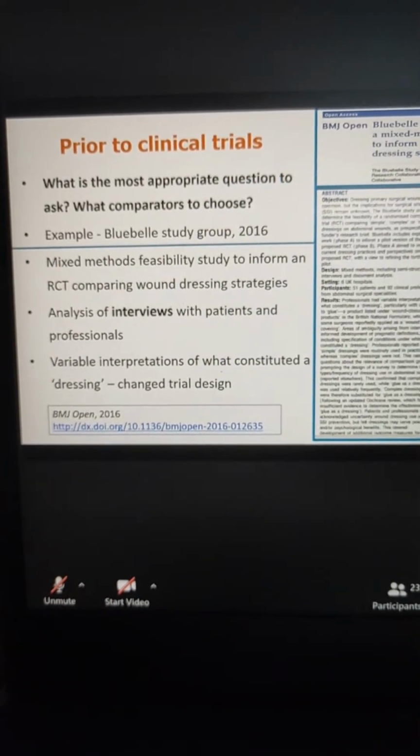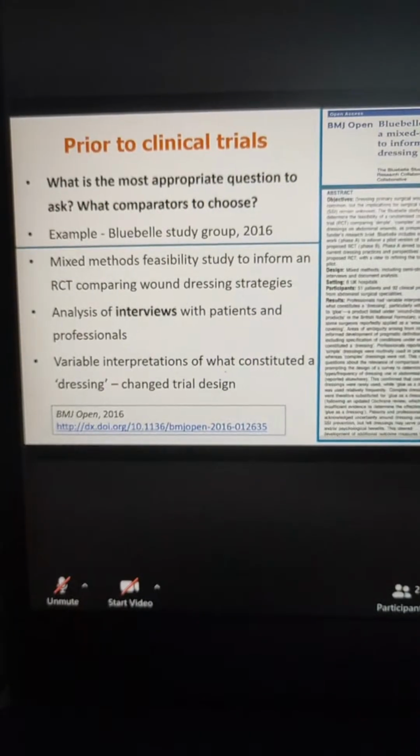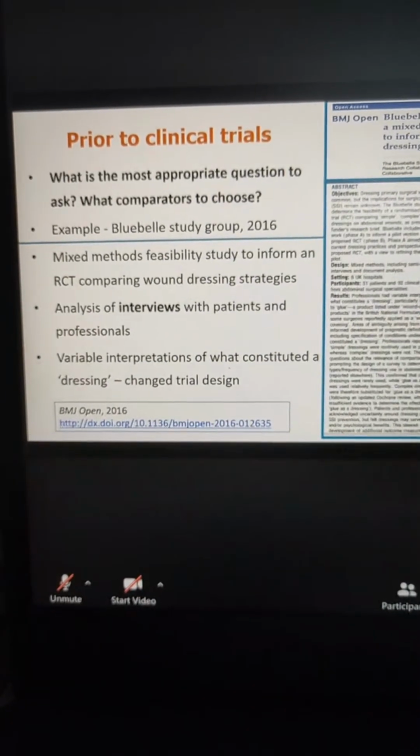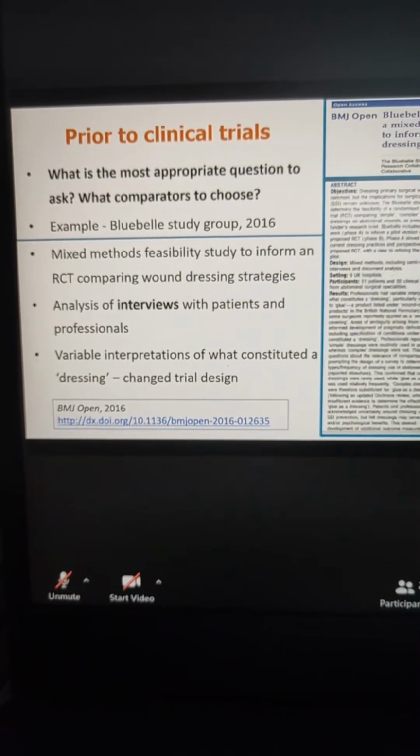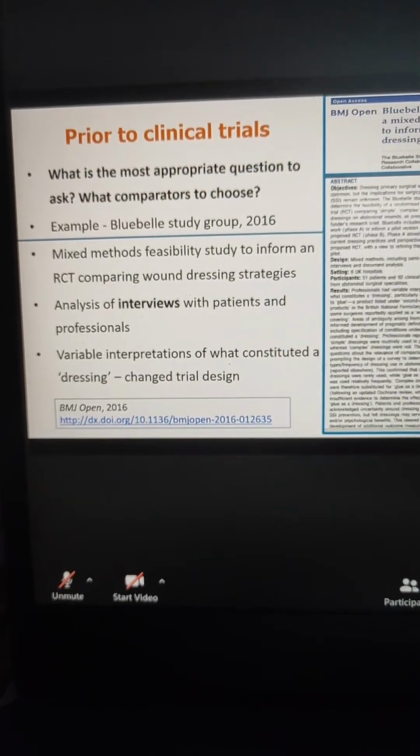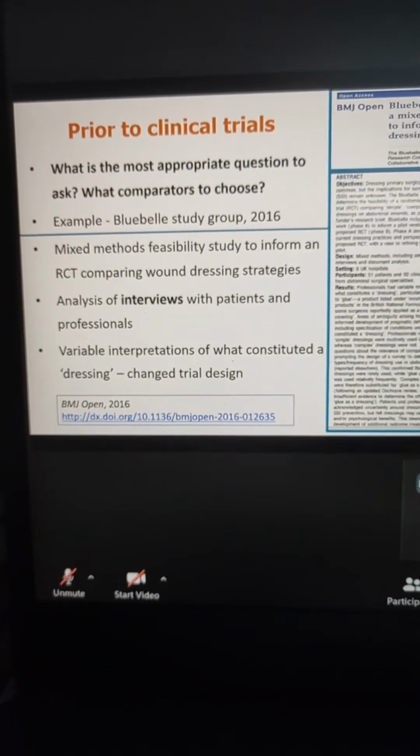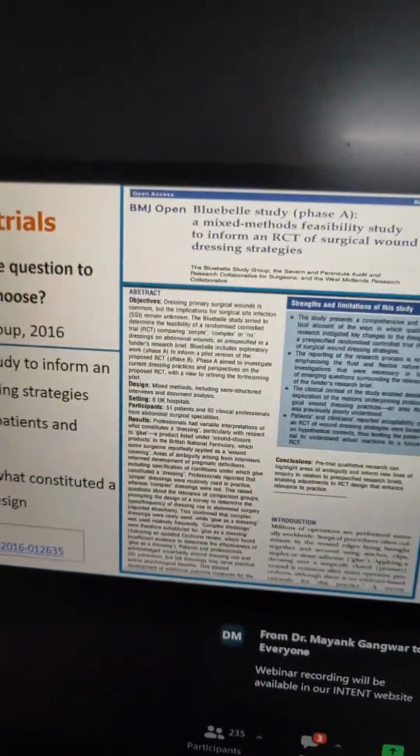So the trial was about to be put forward based on the funder's requirement that we need to compare 3 different types of dressings for wounds. So you need to compare simple dressing versus complex dressing versus no dressing. And the trial has just gone forward like that.